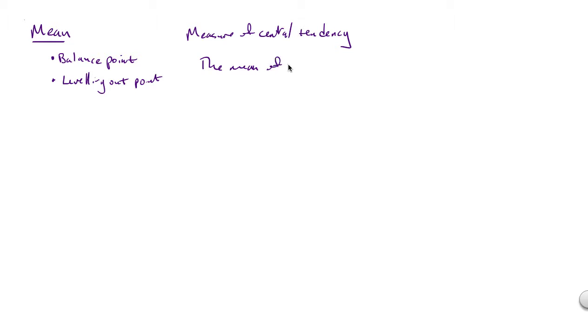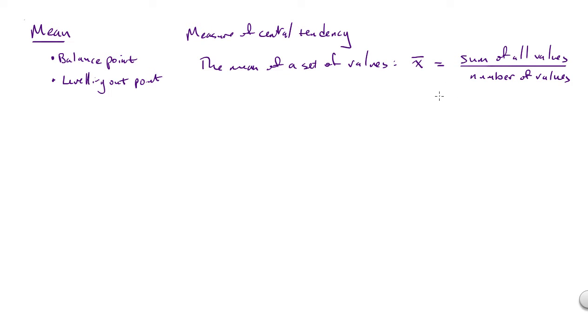The mean of a set of values, I'm just going to introduce this notation. It's represented by this little x with a bar over it. In words, it's the sum of all the values divided by the number of values, how many values you have.